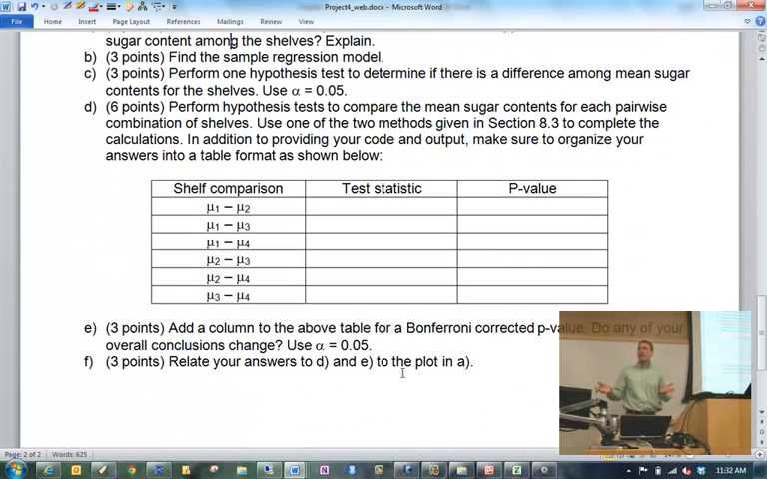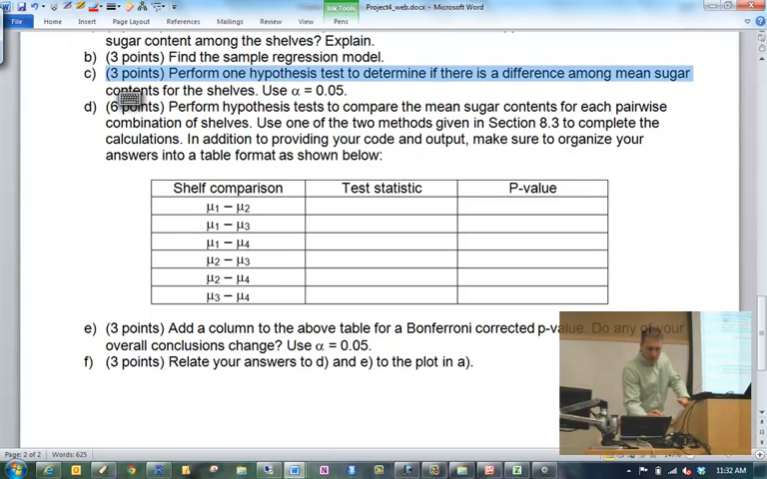Part B. Now find the sample regression model. So again, shelf is the predictor variable. Sugar content is the response. Part C, perform one hypothesis test to determine if there's a difference among mean sugar contents of the shelves. What type of test? What's the name of the test do you think you're going to use here? Looking for one overall test. Overall F test. Exactly. So you're going to do one overall F test.